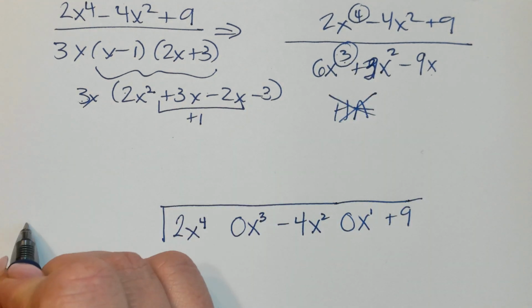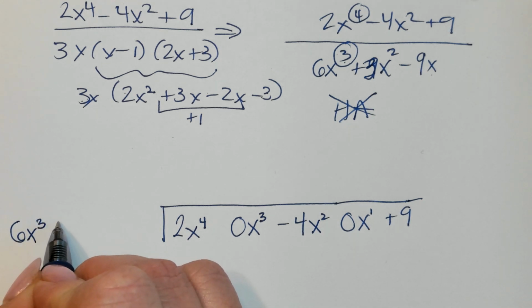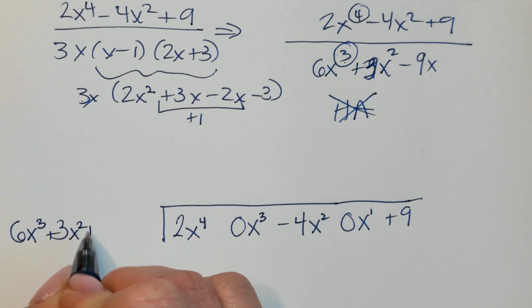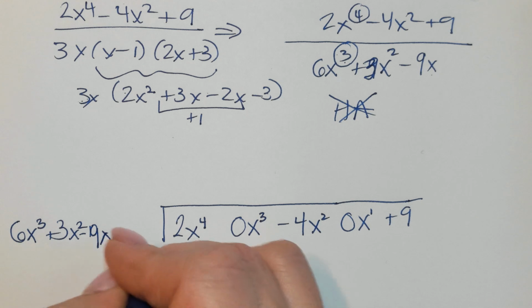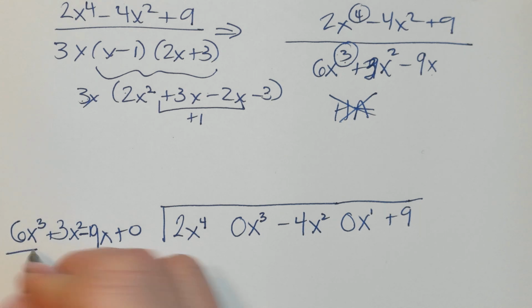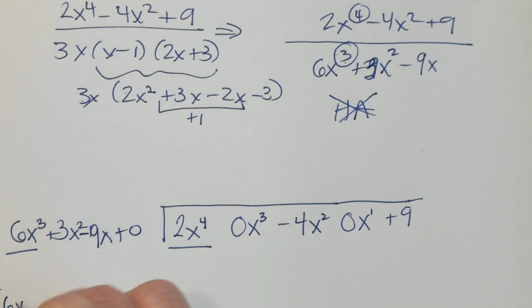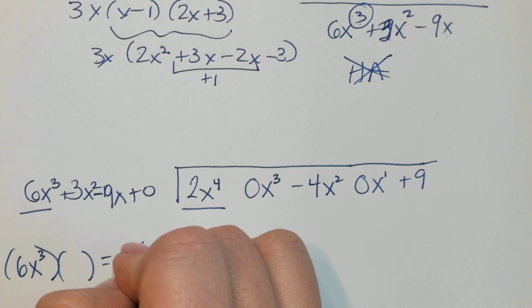So it's degree 3. So 6x to the third, and then it's going to be 3x squared minus 9x plus 0. So 3, 2, 1, and 0. All right, let's get started. How do we go about doing this? I take whatever the outside is and I ask myself, what do I need to multiply 6x cubed by in order to achieve a 2x to the fourth?